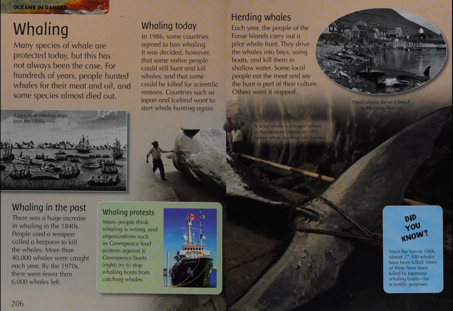Whaling in the past. There was a huge increase in whaling in the 1840s. People used a weapon called a harpoon to kill the whales. More than 40,000 whales were caught each year. By the 1970s, there were fewer than 6,000 whales left. A picture of whaling ships from the 1800s. Whaling protests. Many people think whaling is wrong, and organizations such as Greenpeace lead protests against it. Greenpeace boats, right, try to stop whaling boats from catching whales.